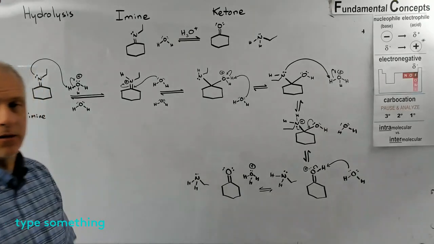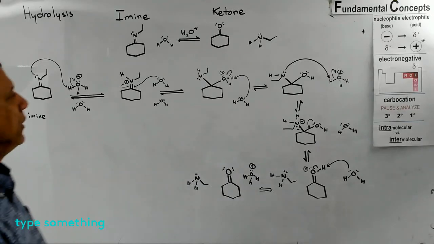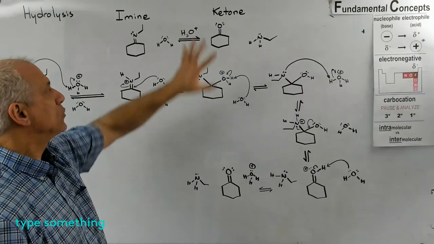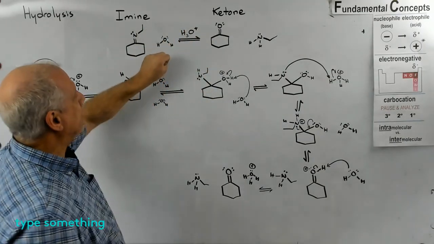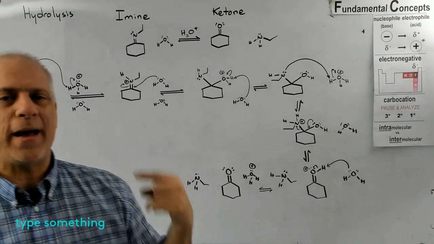That's the full mechanism. Now you can shift the equilibrium using Le Chatelier's principle. If you start putting extra water in there, it's going to force towards the ketone. If you start sucking out the water, then you're pulling out a reactant and it's going to come backwards. You're going to shift it from the ketone back to an imine.